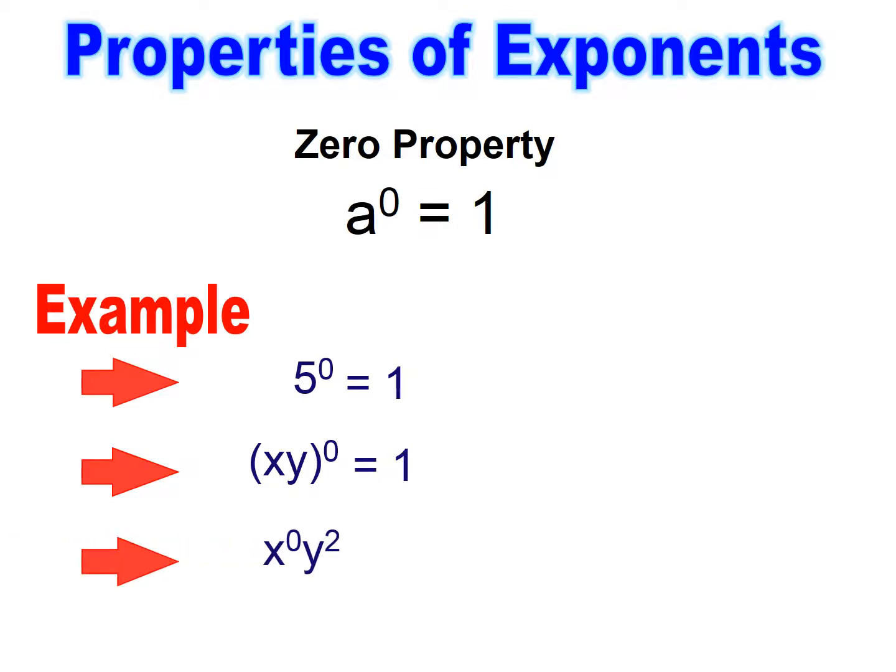But be careful here, because when you have a variable raised to the 0 power and it's being multiplied to something else, the only thing that equals 1 is the variable with the 0 power. So in this case, I have x to the 0 power y squared. So it means that I have 1 times y squared, which means my answer is y squared. So it's only the thing with the 0 power that equals 1, and if it's attached to another variable, we have 1 times that.